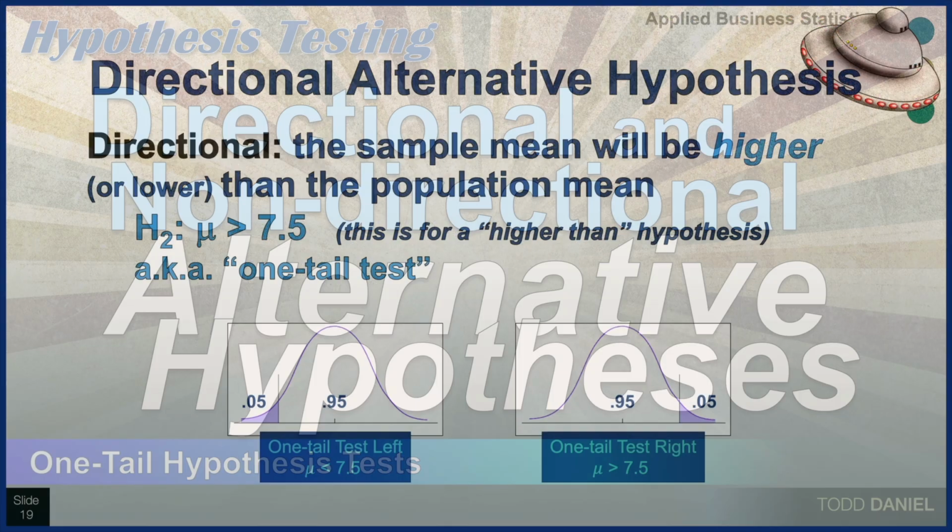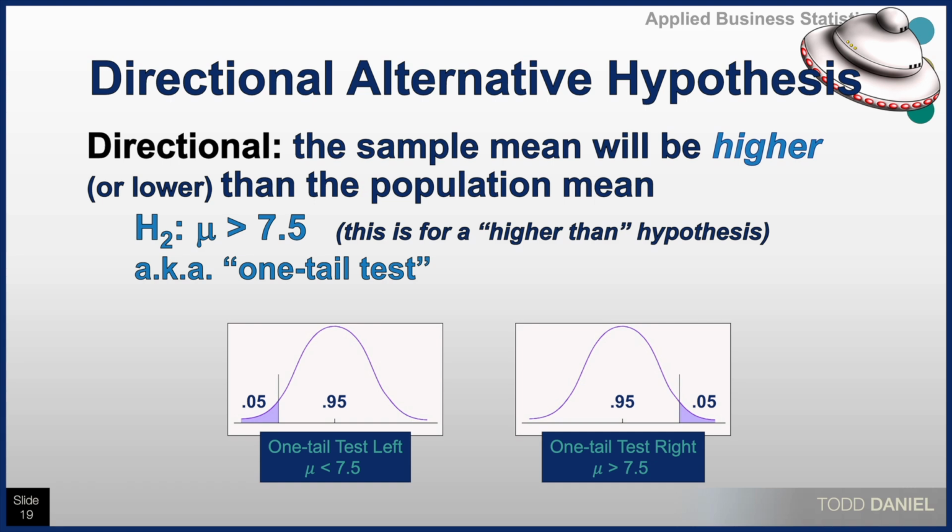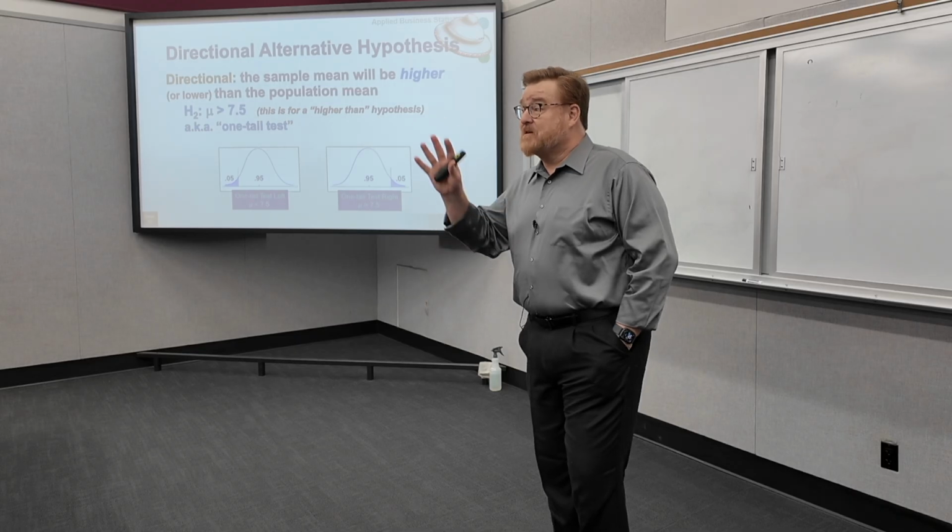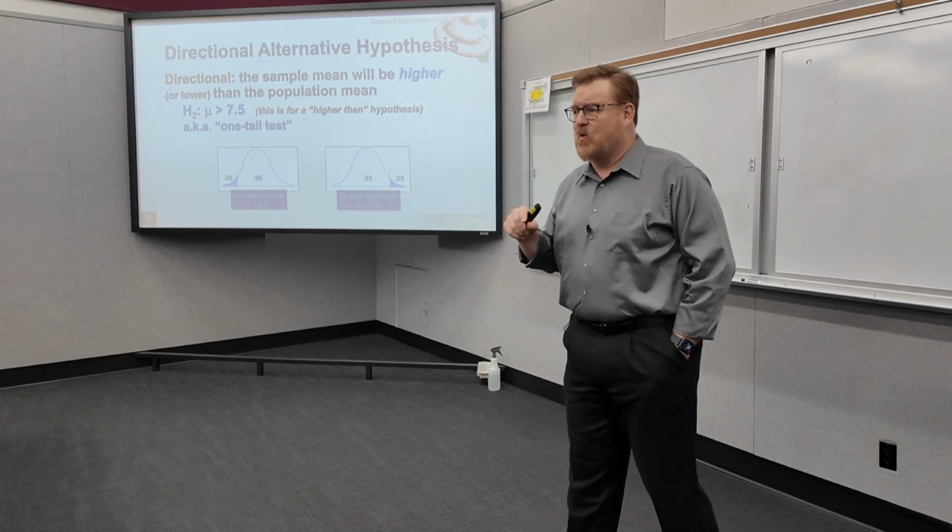You can establish whether the mean will increase or decrease. These are called directional hypotheses. A directional alternative hypothesis states the direction of change. The sample mean will be higher than the population mean. Babies will weigh more. Or the sample mean will be lower than the population mean. I'm specifying a change in one direction or the other.